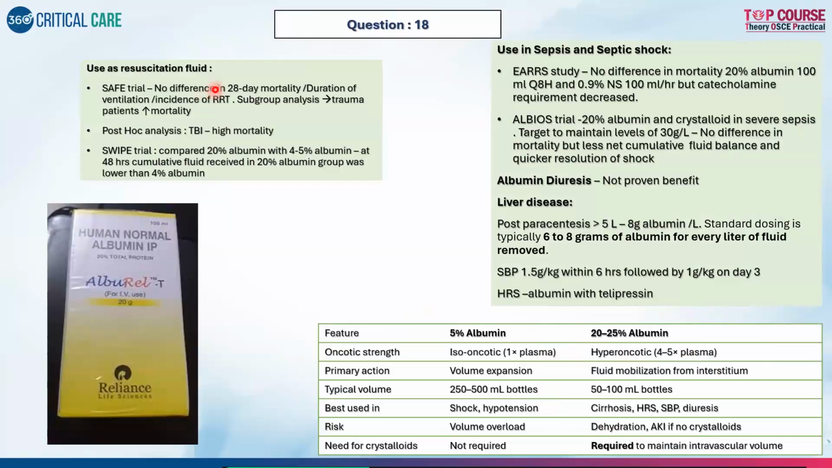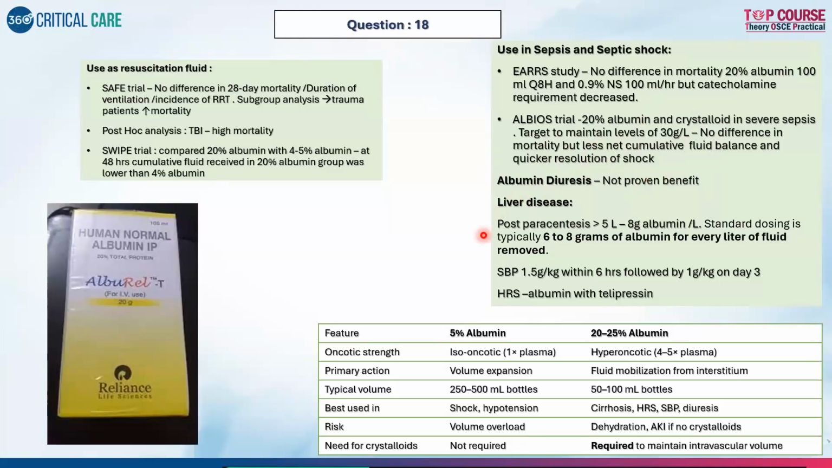Uses of human albumin. It is used basically in case of sepsis and septic shock. However, there is no difference in the mortality between the crystalloids as well as the colloids. In the ALBIOS trial, there was no difference in mortality, but less cumulative balance. Albumin with diuresis, there is no proven benefit. As we say, the PAL protocol, there was no proven benefit for it, as studied by the Codman et al.